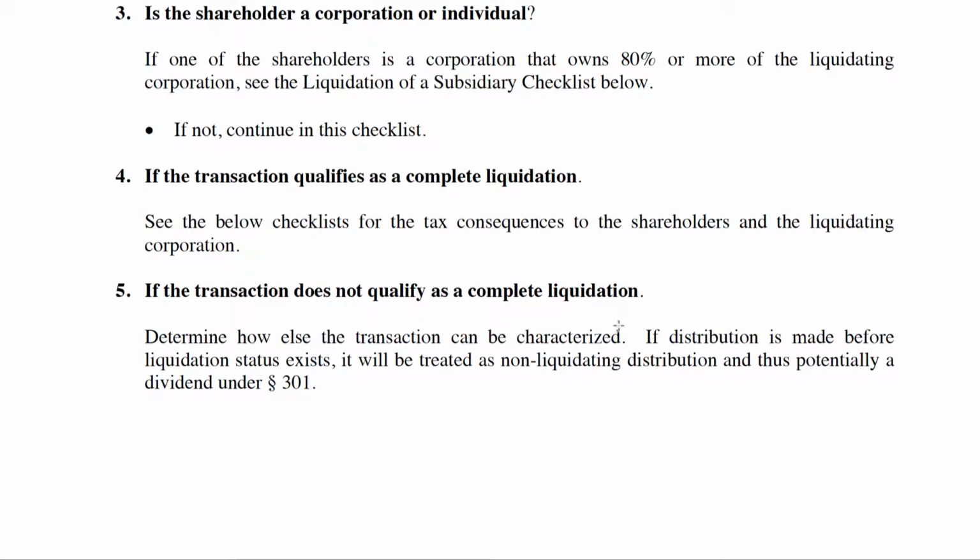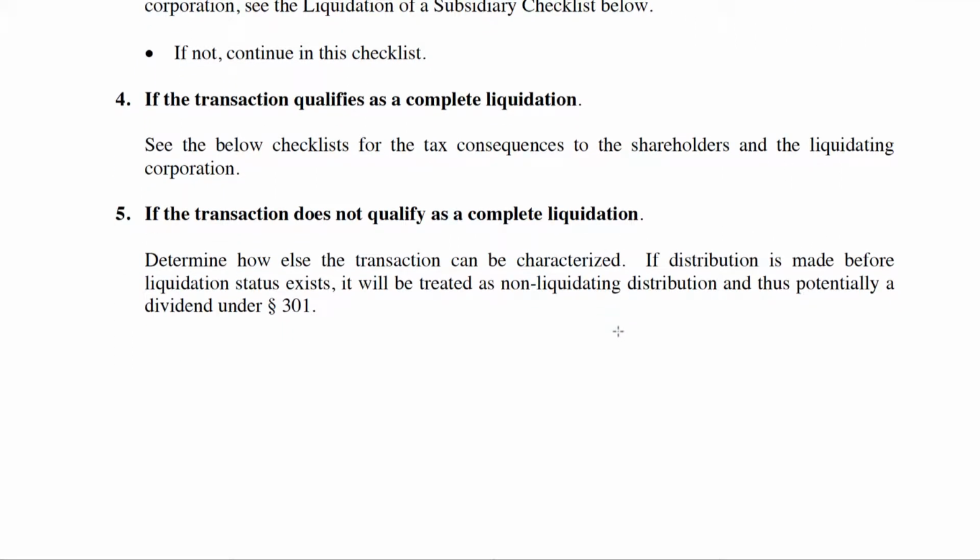Fourth, does the transaction qualify as a complete liquidation? Again, if it's not a complete liquidation, you don't apply these checklists. If it does, we continue with the checklist that you're going to see below. If it's not a complete liquidation, but there's a distribution, then we're going to look at the distribution checklist under Section 301, or if it's a redemption, we look at the Section 302 checklist for redemptions. But again, these checklists focus on complete liquidation. The corporation has a plan in place, and under Section 346 will be liquidating.